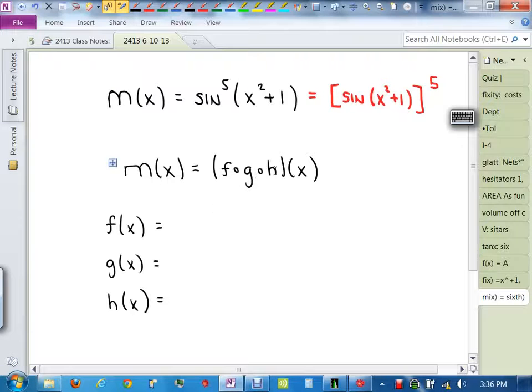So if we're looking at functions here and we're trying to decompose this, there's two ways to look at it. You start from the outside and work your way in, or you go from the inside and work your way out. Because of where we're going, we are going to start from the outside in. So we want to start from the last thing happening and go to the first thing happening. So what's the last thing that would happen in this problem? Raised to the fifth. So I'm going to put here for f, x raised to the fifth.